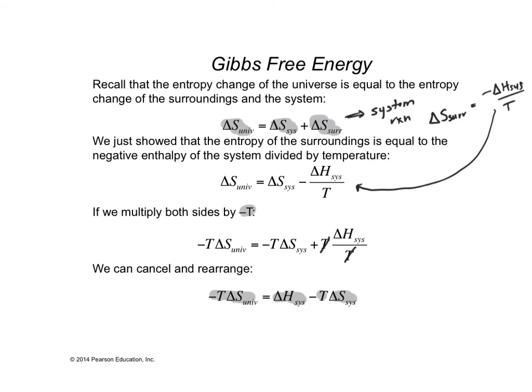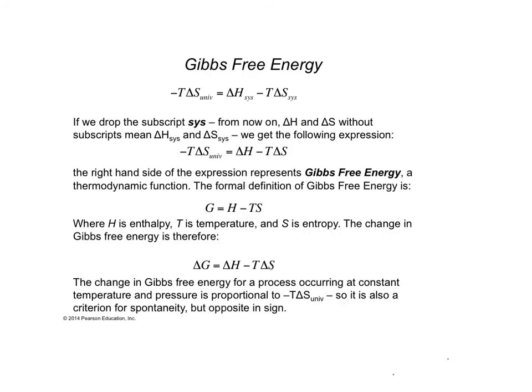Okay, a couple more things. Now, we're going to define a new thermodynamic function. This new thermodynamic function is going to be called Gibbs free energy. We're going to define Gibbs free energy as the enthalpy minus the temperature times the entropy. That means that the change in Gibbs free energy is going to be equal to the change in enthalpy minus T times the change in entropy. Ideally this should start to look familiar, which it does. Okay, so now Gibbs free energy.